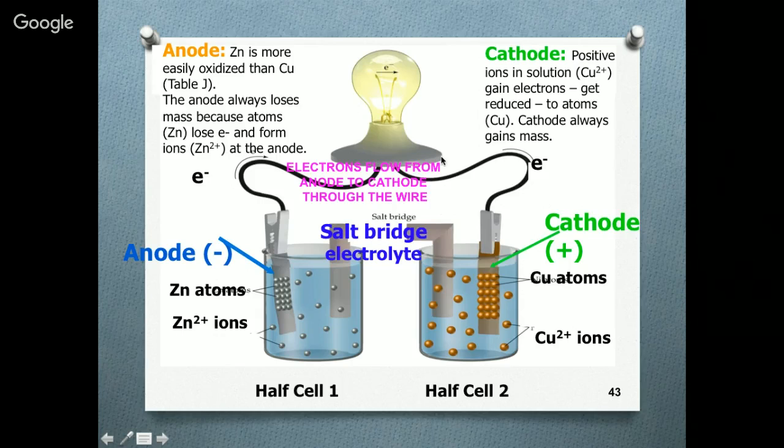So what's up with this wire? The electrons are going through the wire. Electrons go from anode to cathode. So the electrons are going from the zinc to the copper through the wire. As they move, there's a light bulb. That's like an indicator that this is a voltaic cell because it's spontaneously producing electricity as it moves through the wire. Sometimes you see a voltmeter and a switch.